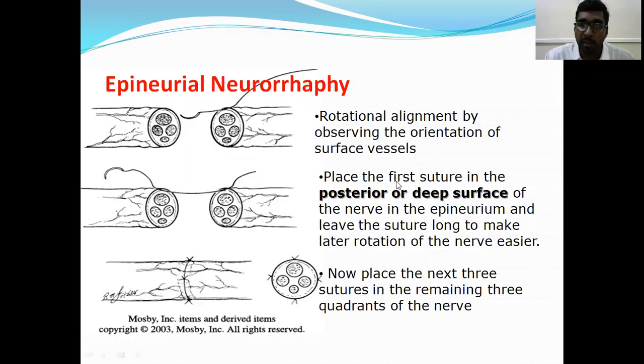Okay. And place the first suture in the posterior or deep surface of the nerve in the epineurium, and leave the suture long to make lateral rotation of the nerve. So nerve rotation will be useful if you leave the long threads of the suture material. And now place the next 3 sutures in the remaining 3 quadrants of the nerve. So this is called epineural neurography.